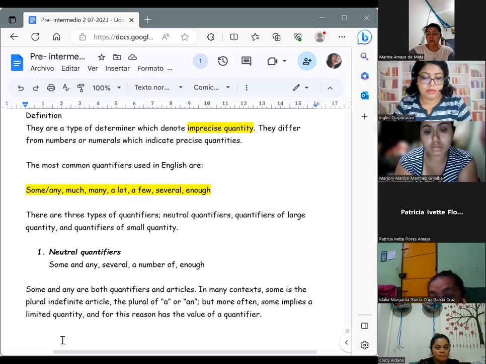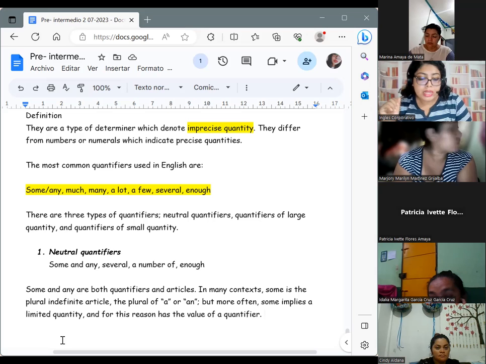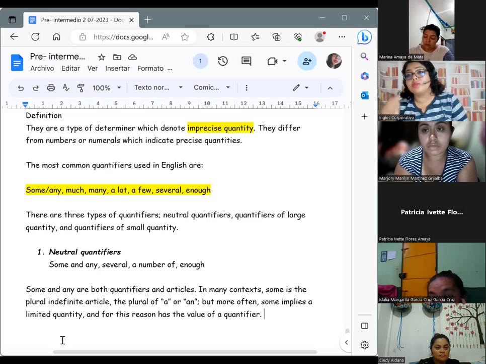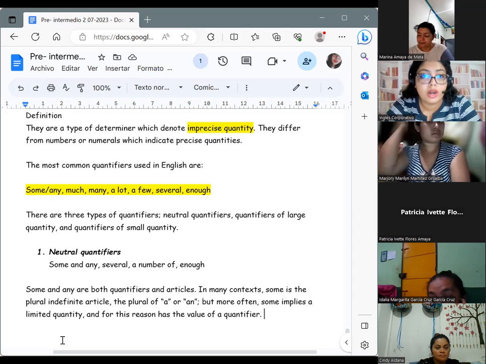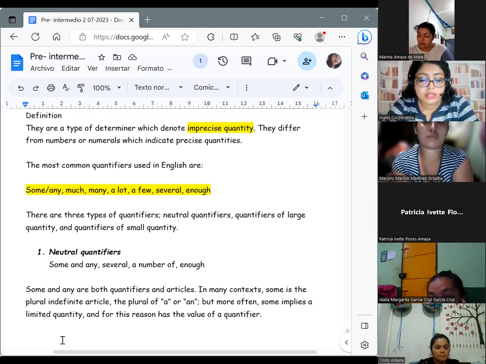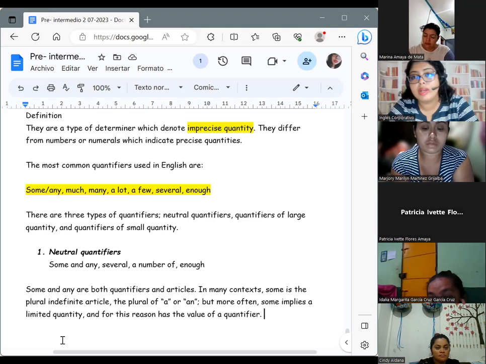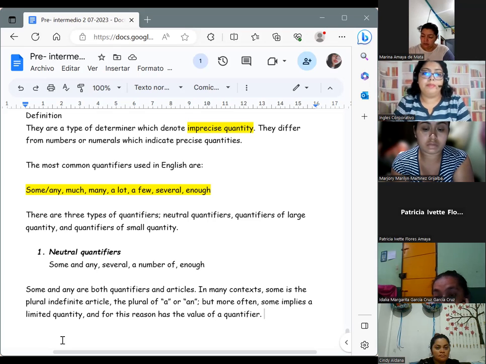Some is used also in affirmative statements. It is replaced with any in negative and interrogative context. Entonces, vamos a utilizar el some cuando tengamos oraciones afirmativas, positivas, pero vamos a reemplazar el some por el any cuando nuestra oración sea negativa o se convierta en una pregunta.